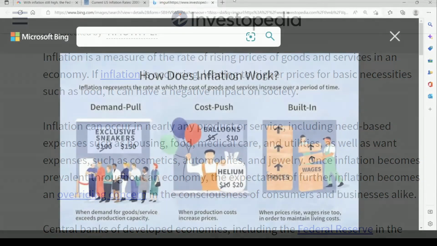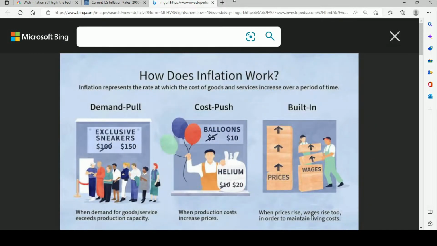Now, there are normally three different types of inflation. You have demand pull inflation, cost push inflation, and built in inflation. Demand pull inflation is when demand for goods and services exceeds production capacity. Cost push inflation is when production costs increase prices. Built in inflation is when prices rise, so wages rise too, in order to maintain living costs.